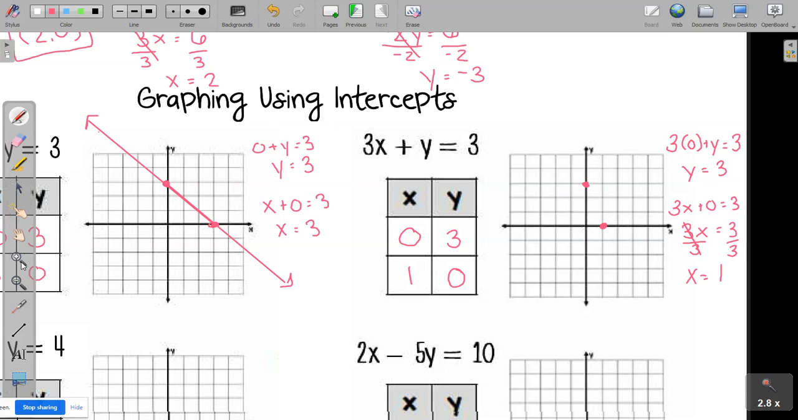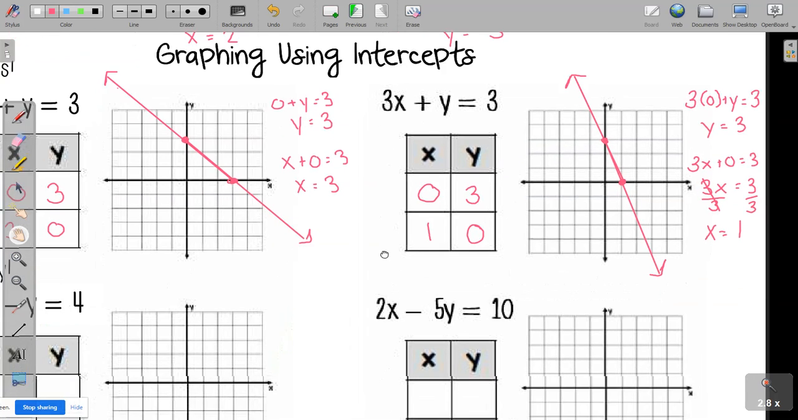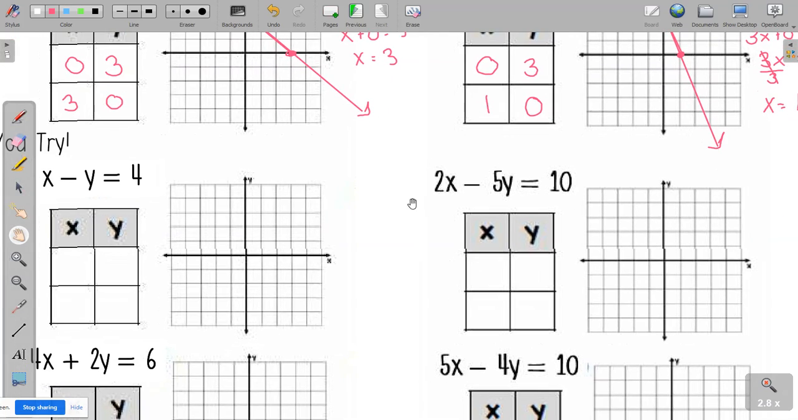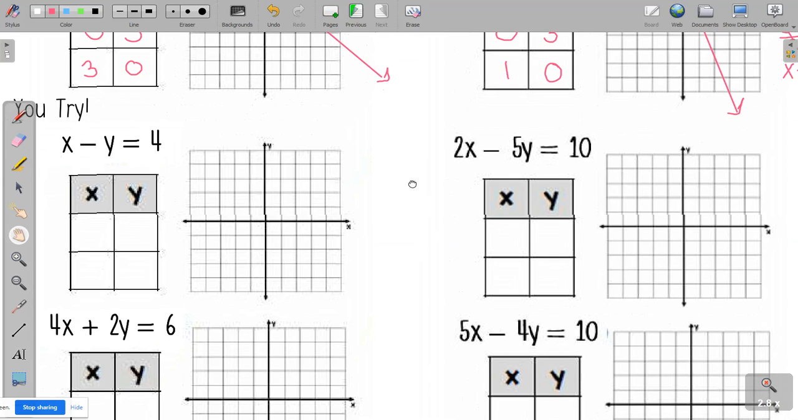Draw your line. Make sure you go edge to edge and draw in your arrows. Okay, I want you to do the next 4. Come back and check your work once you are done.